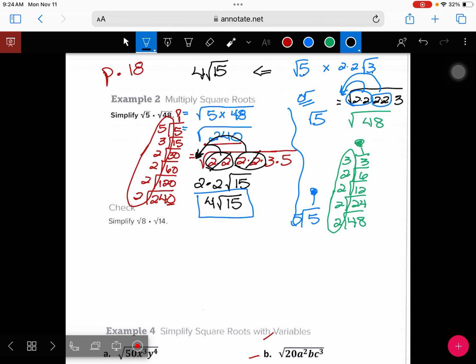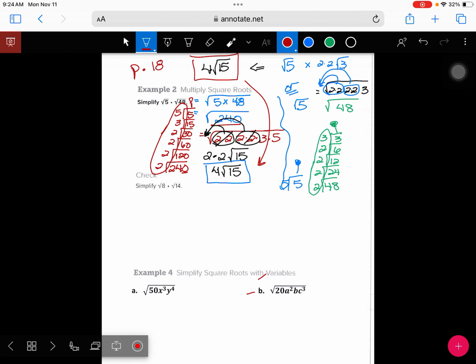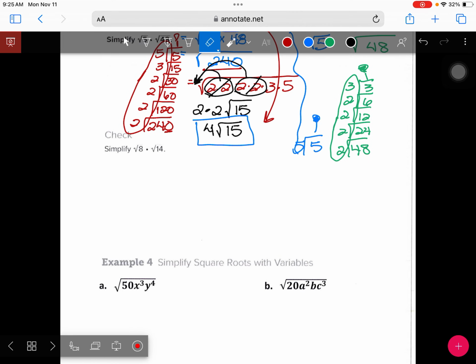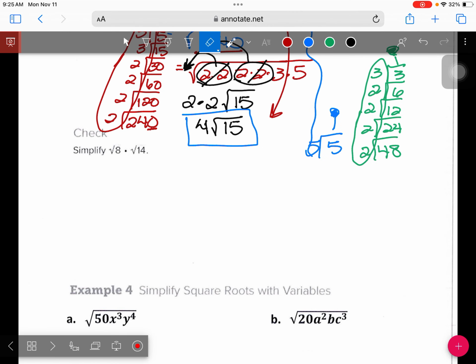There's no doubled number there, so that's your final answer, which is the same as when we multiplied it and got the larger number. Does everybody see what I'm saying? So you can multiply both together and get the large number, or you can multiply them separately, find your prime factorization using the cake method, and that gets your answer. Okay? All right, I want you to try to simplify the square root of 8 times the square root of 14. I want everybody to try that at your seats.